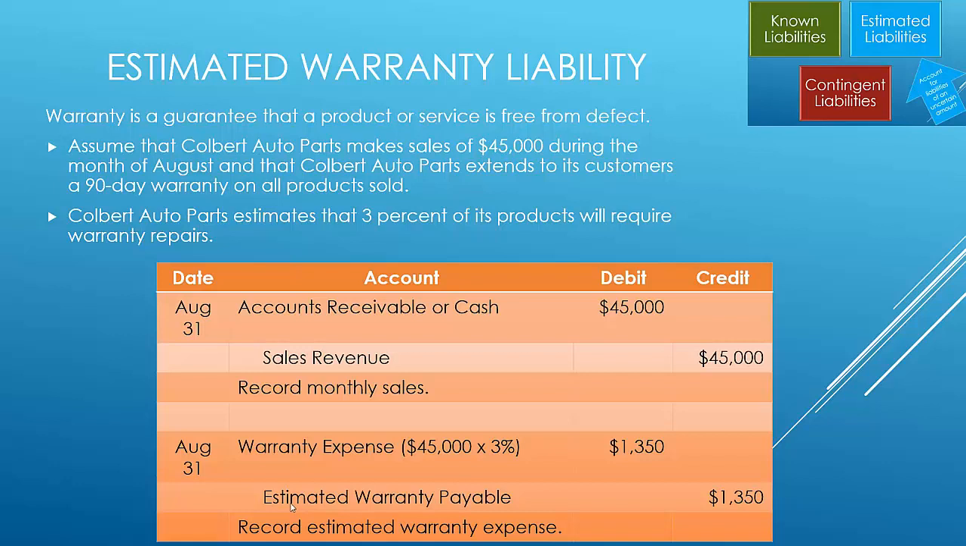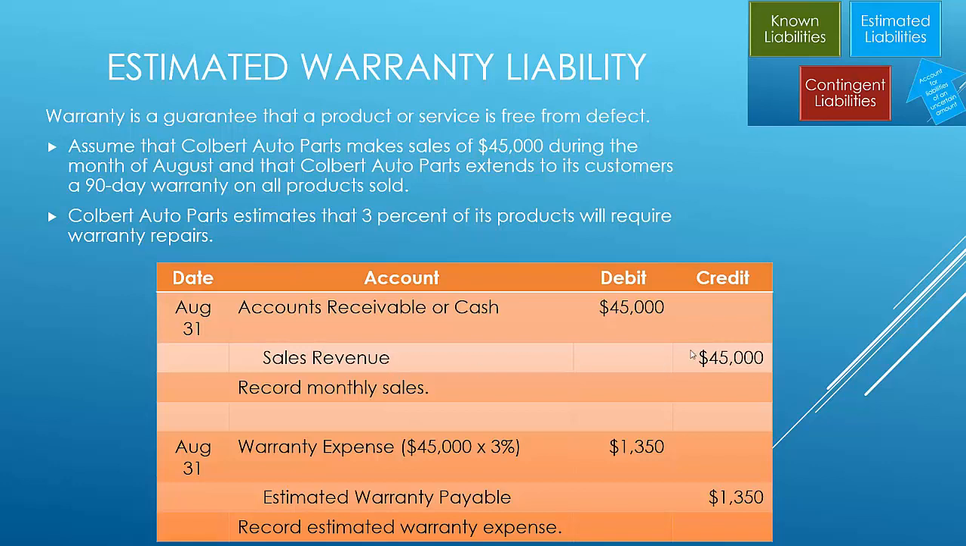Okay, so then I have an estimated warranty payable right over here that's going to stay. And this way, if you'll notice, what's happening is that I've got sales revenue over here and I've got a warranty expense that's going to be matched up with that revenue.